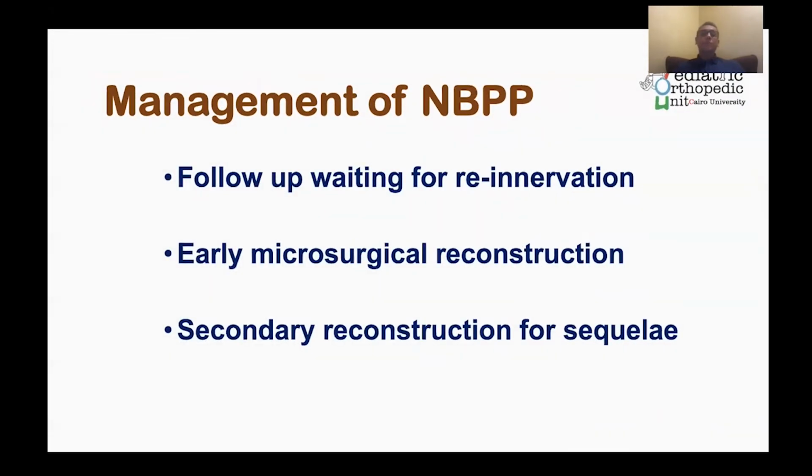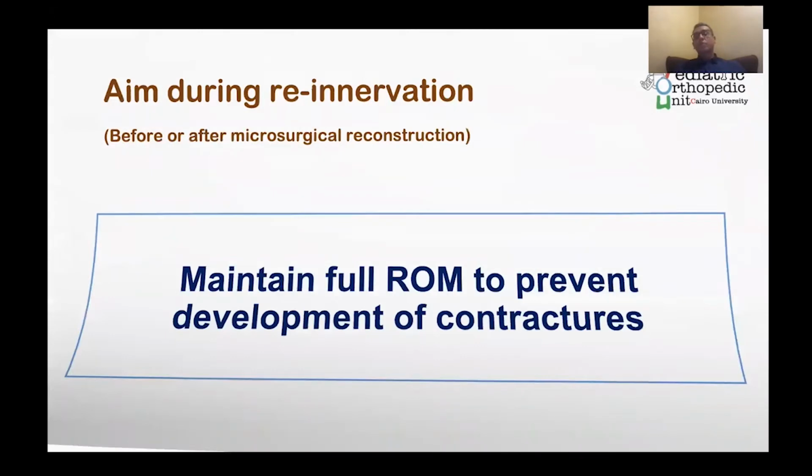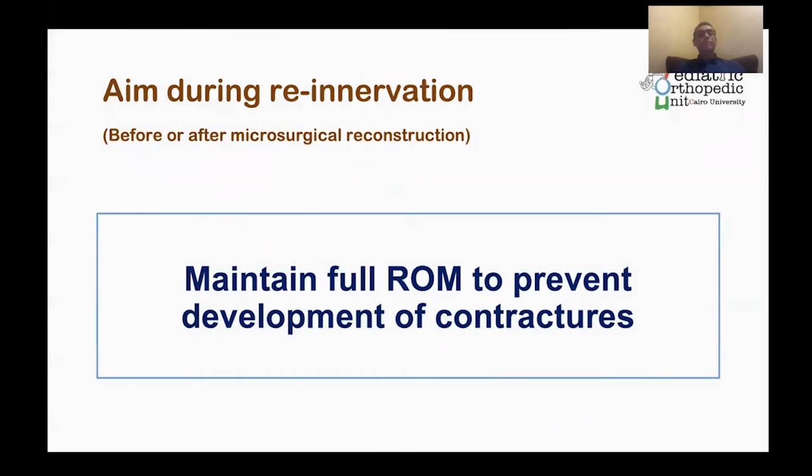The management of neonatal brachial plexus palsy is follow-up, waiting for re-innervation, early microsurgical reconstruction, and later on secondary reconstruction for the sequelae of brachial plexus palsy. While waiting for re-innervation, either before or after microsurgical reconstruction, we have to maintain full range of movement to prevent development of contracture, and we have to teach this range of motion exercise to the mother.